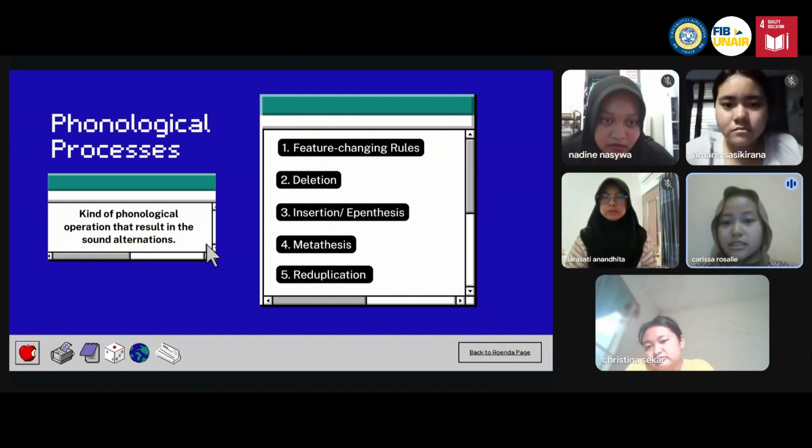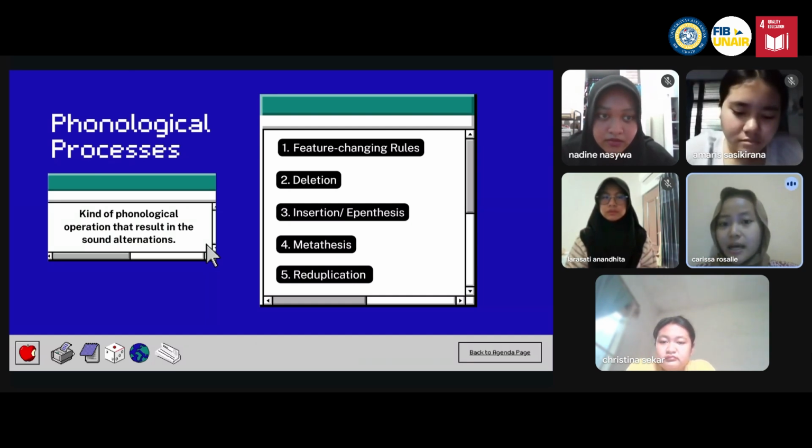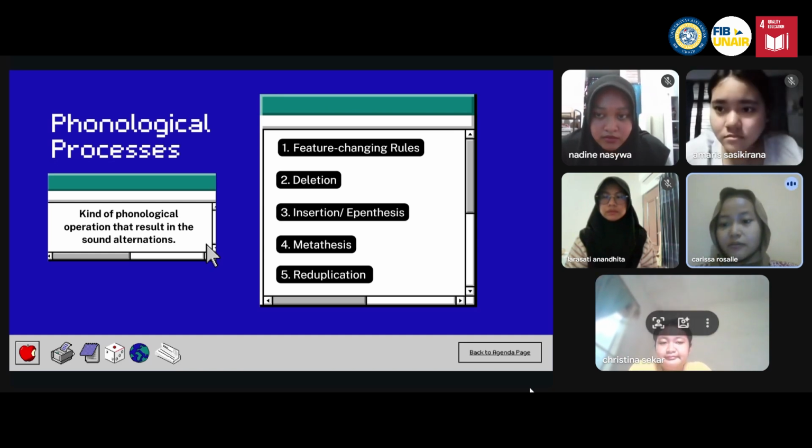The first thing you need to know is that phonological processes is a kind of phonological operation that results in sound alternations. And it has 5 different aspects, which are feature-changing rules, deletions, insertion or epenthesis, metathesis, and reduplication.